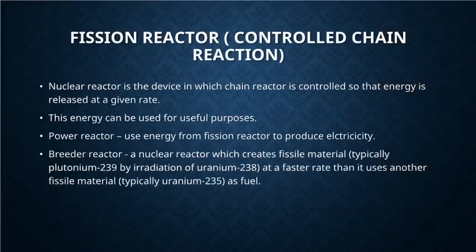We know that during nuclear fission enormous amount of energy is released. But all this happens in fractions of seconds. Nuclear reactor is the device in which chain reaction is controlled so that energy is released at a given rate. This energy can then be used to produce electricity, and such reactors are called power reactors. Another fission reactor is breeder reactor, which produces more fissile material than it consumes. Let's see the components of nuclear fission reactor.